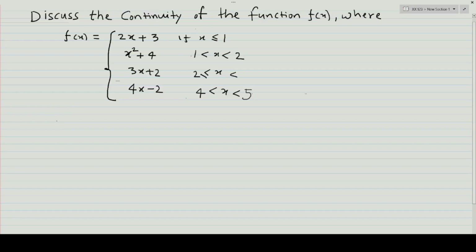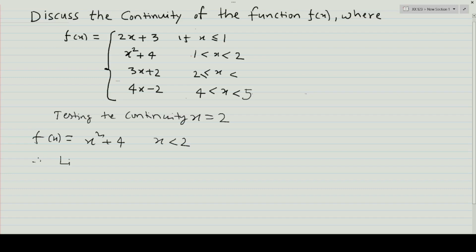Now testing the continuity of the function at x equals 2. f(x) equals x square plus 4 for x less than 2. Therefore, the limit as x tends to 2 minus of f(x) equals the limit as x tends to 2 minus of x square plus 4, equals 2 square plus 4, equals 8.